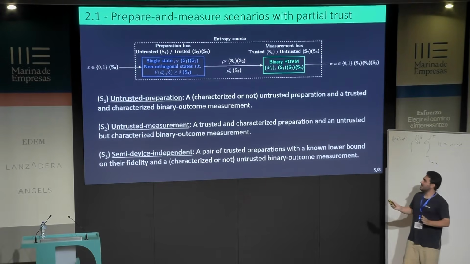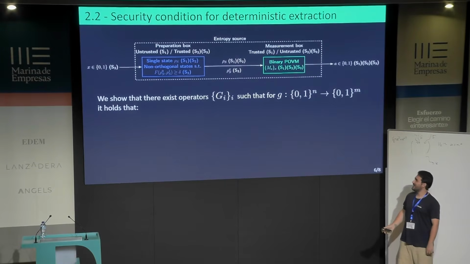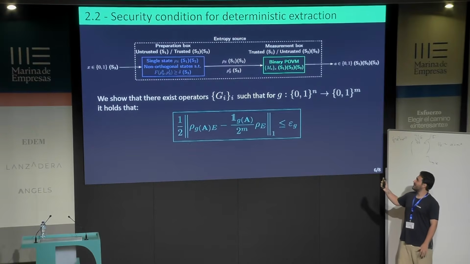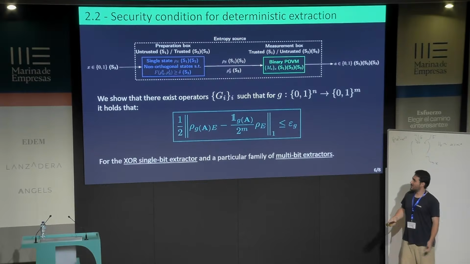Okay, so essentially, the gist of it relies on showing that there exist some operators such that we can have deterministic randomness extraction, which entails showing that the security condition here holds. And without going into too much detail, I'm just going to mention that we proved this for the XOR single-bit extractor, which is just an extractor that applies the XOR function to the input. And then a particular family of multi-bit extractors that have a sort of randomized construction.